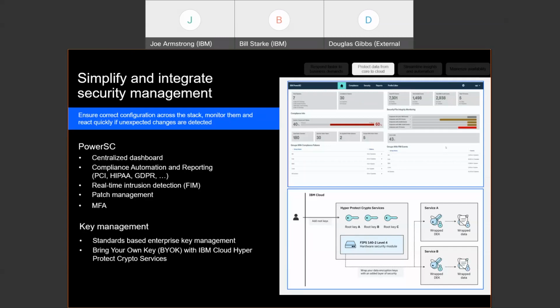But there is a lot there to help with the management of your system, to make sure that all your systems together are at the right level and all the security stuff is in place. And if it's not, it sends you an alert.